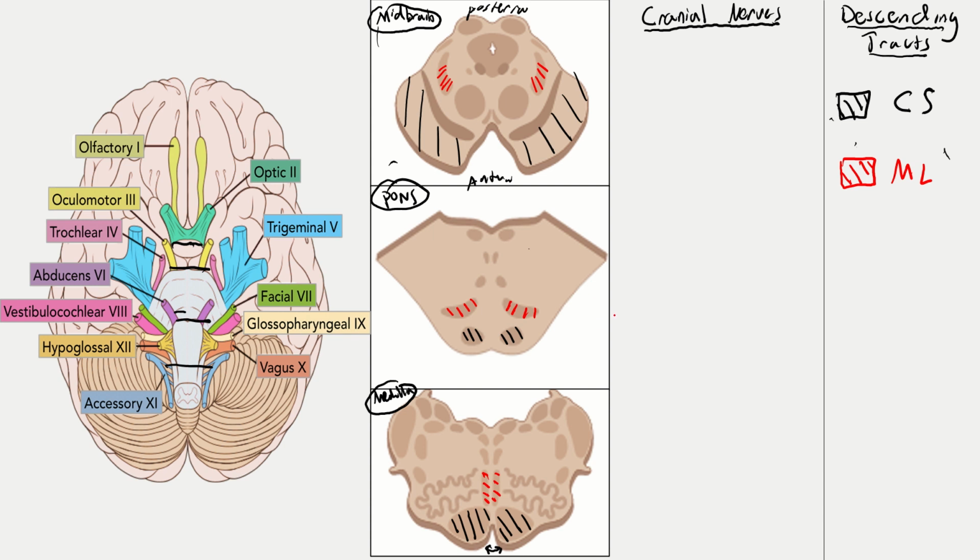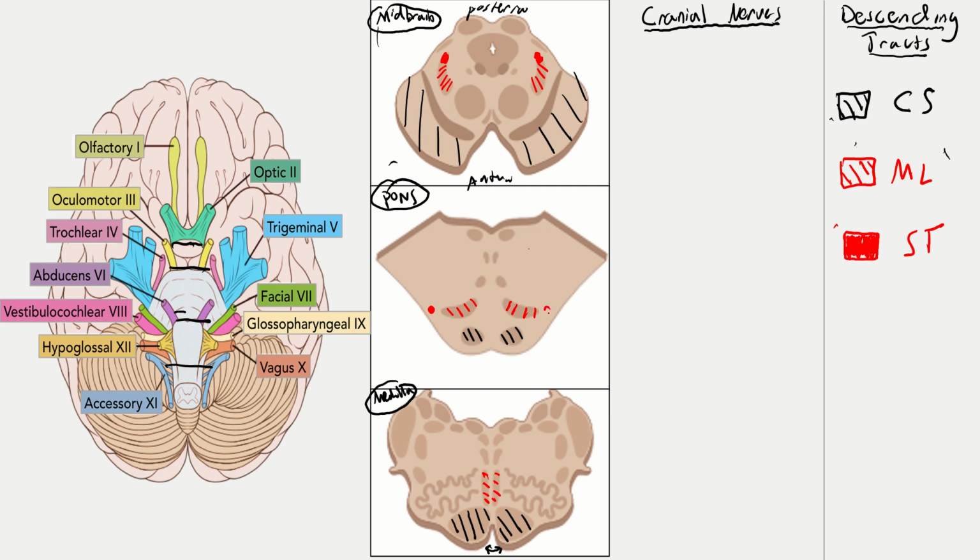All right, next one, we're going to stay in sensory, and this is going to be your spinothalamic tract. This is the pain and temperature sensation. For spinothalamic, I'm going to put ST. So where's the spinothalamic tract? It's going to be right around here in your midbrain. As you keep going down, the spinothalamic tract stays pretty lateral.